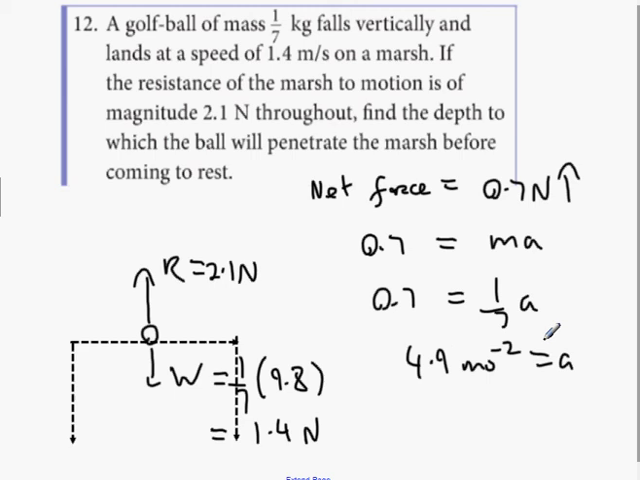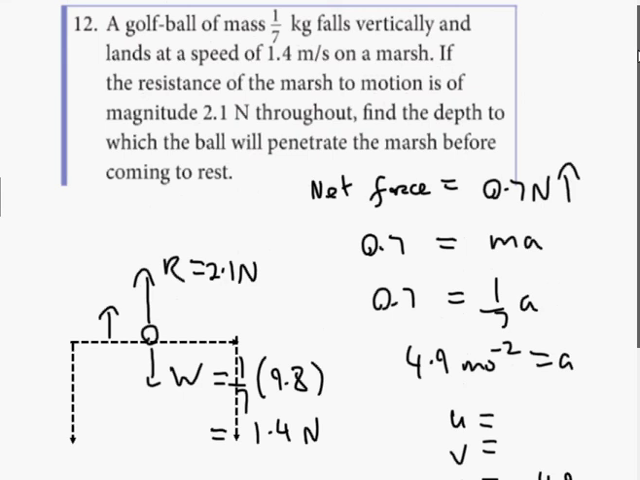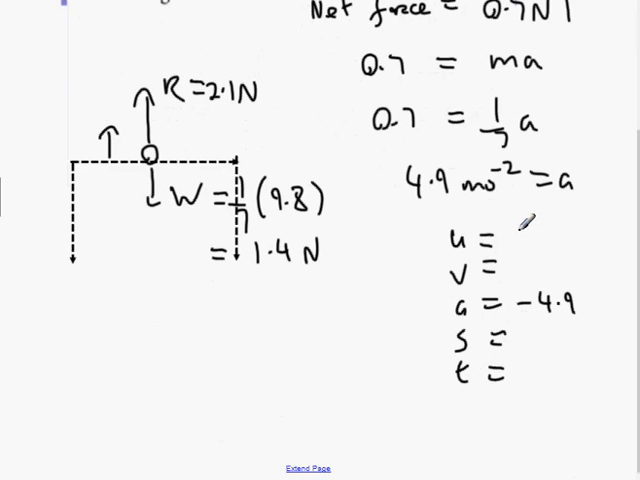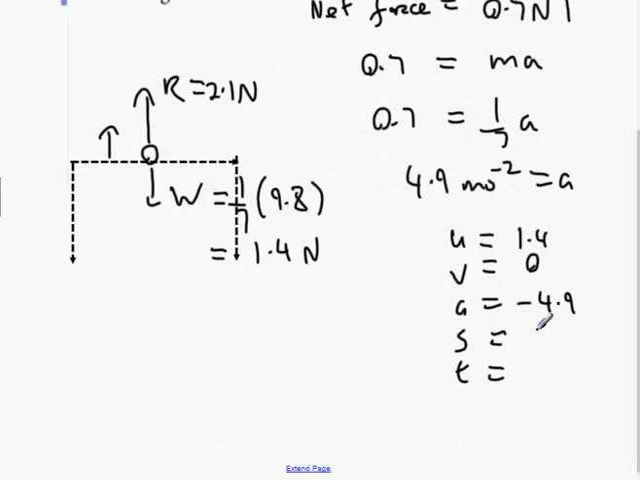Now this 4.9 is resisting the motion. So when we enter that into UVAST, is it going to be plus 4.9 or minus 4.9? Minus 4.9, because it's resisting the motion. What's our U value? 1.4. Our V value is 0. We're looking to see how far into the marsh we go, which is S, and T we don't know. So we're looking for S.